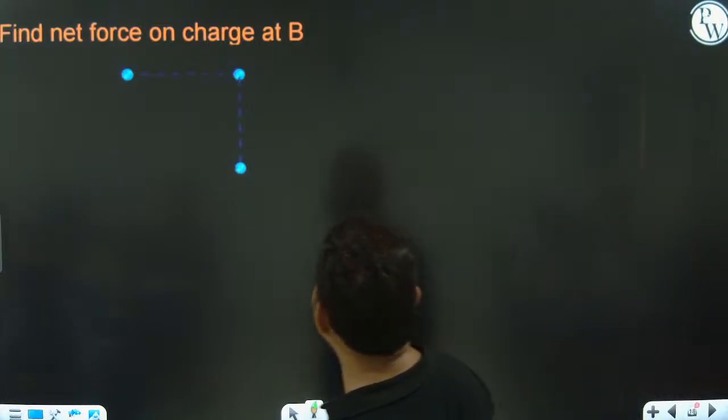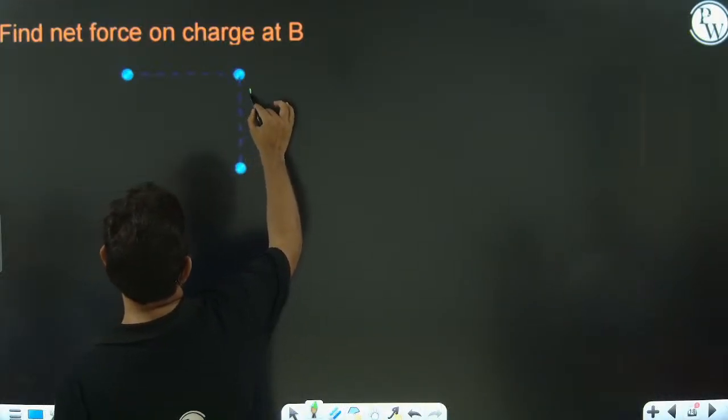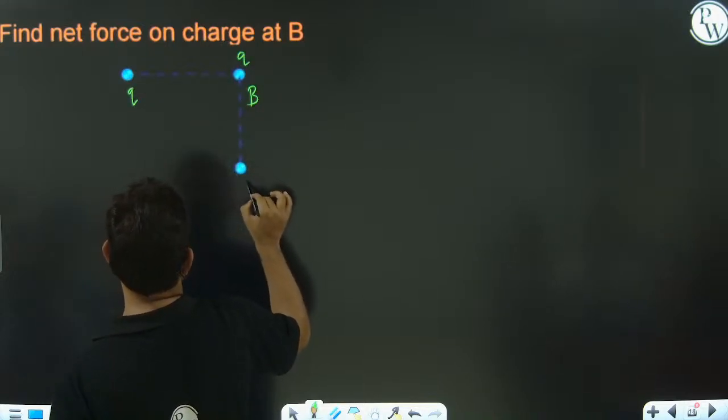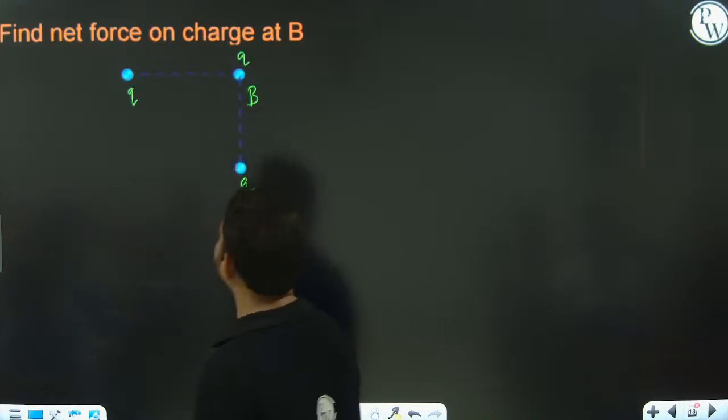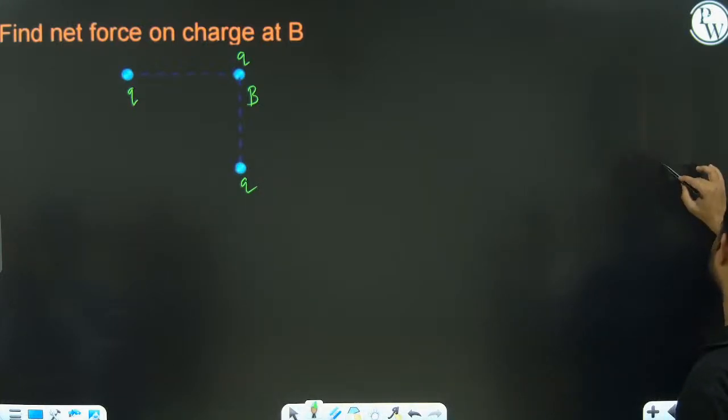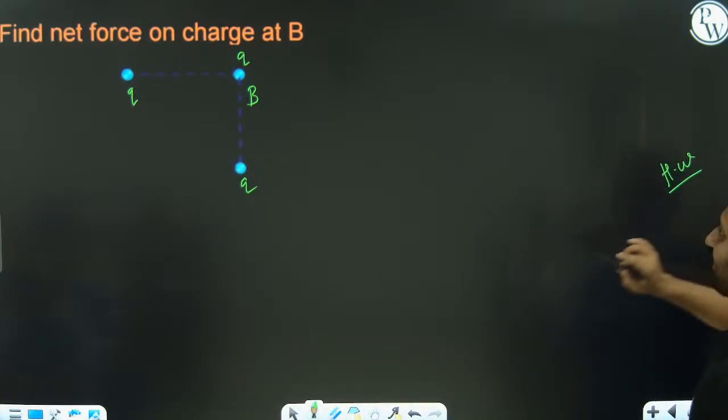Find net force on B. This is B. This is charge Q. This is also charge Q. This is also charge Q. Find net force on B. Note down this question. This is also homework. Very simple question, beta. Very, very simple question.